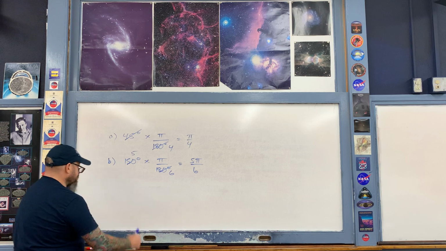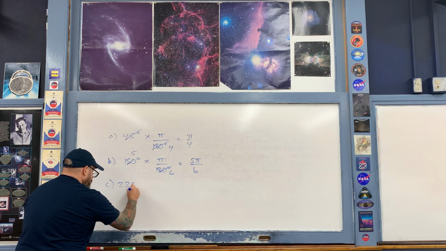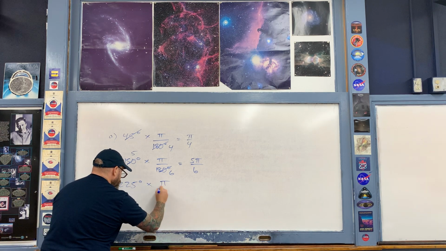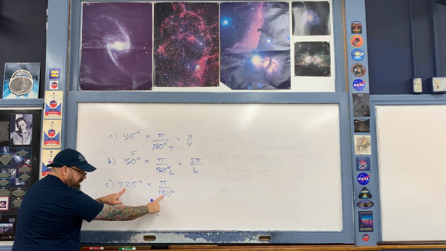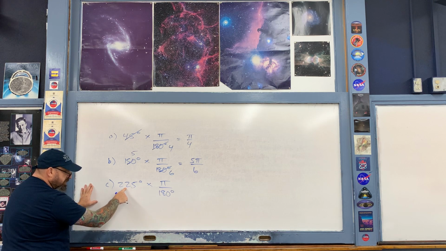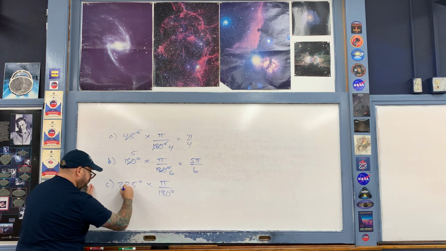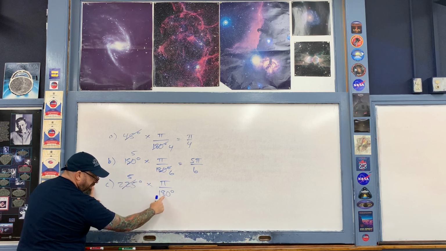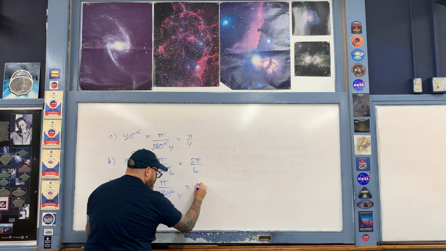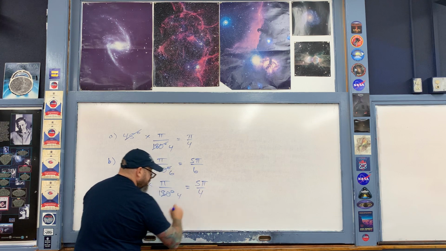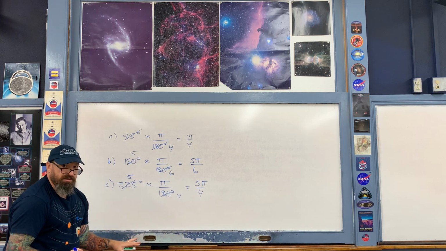Okay, the other 2 examples as well. 225 degrees. We're going to multiply this by pi over 180. The common factor to these two numbers is 45. 45 goes into 225 5 times. 45 goes into 180 4 times. So what we end up with here is 5 pi over 4 radians, like so.